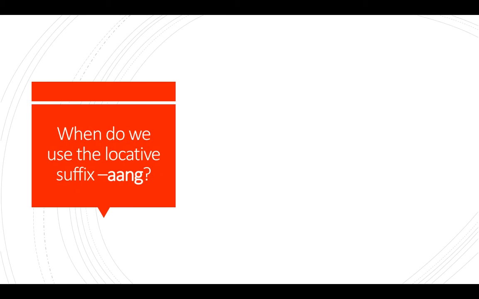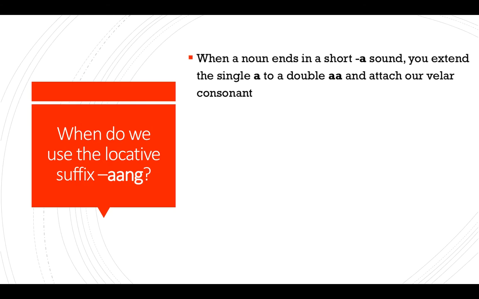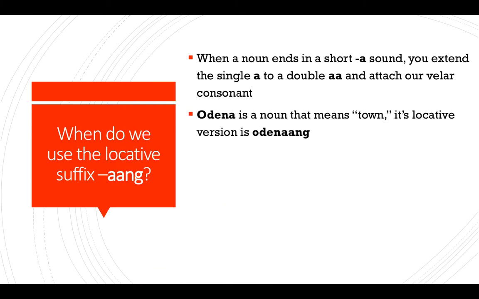So when do we use the locative suffix aang? When a noun ends in a short A sound, you extend that single A to a double A and attach our vowel or consonant. So for example, odana is a noun that means town. It has that single A ending, and its locative version is odanaang. So we just add an extra A and then an NG to form our AANG locative suffix.